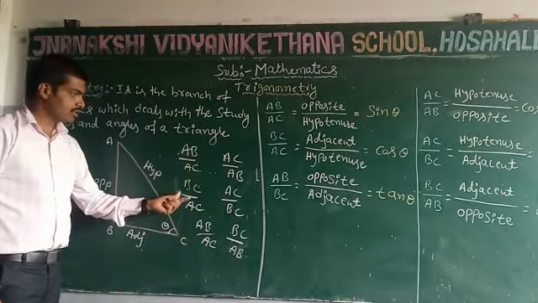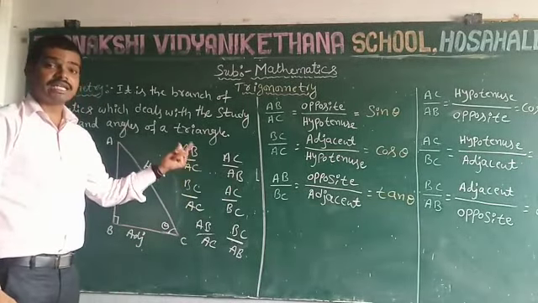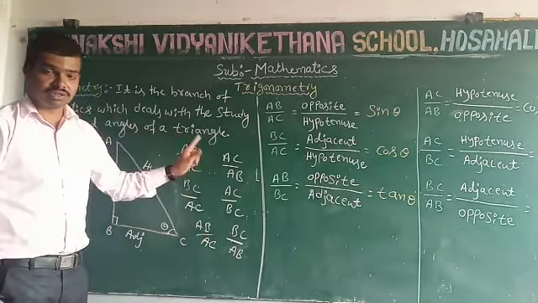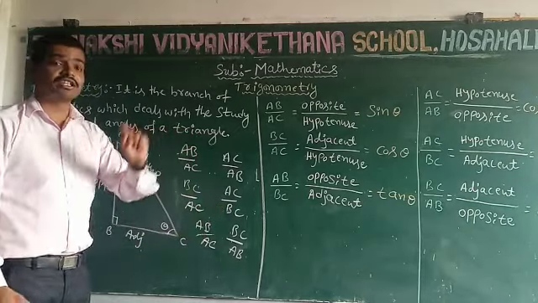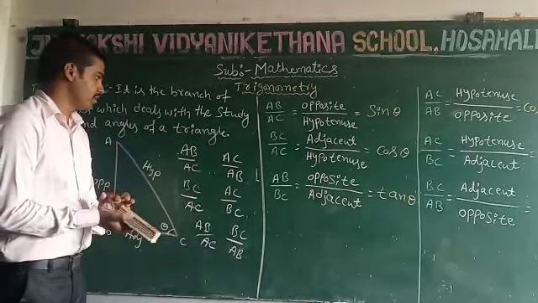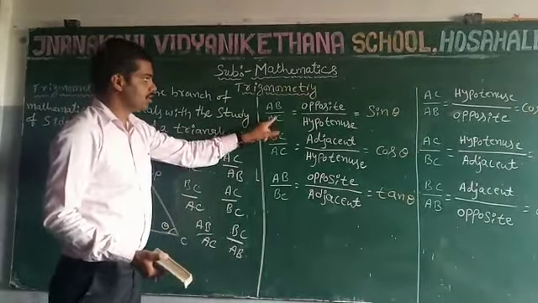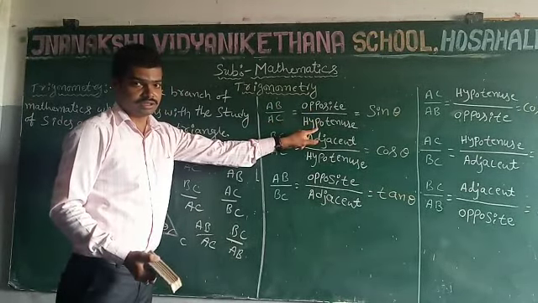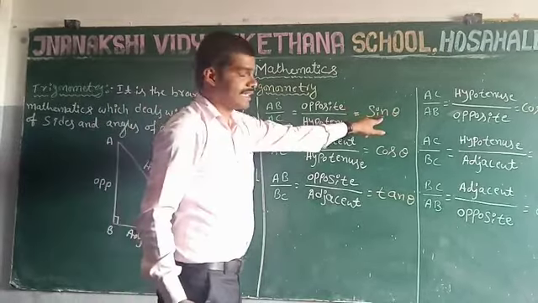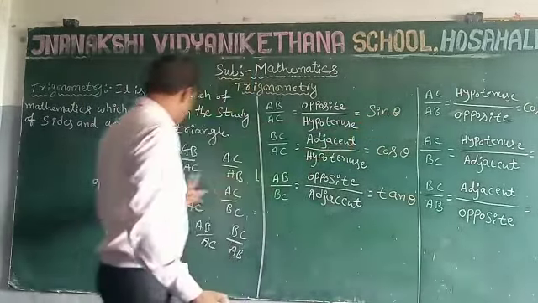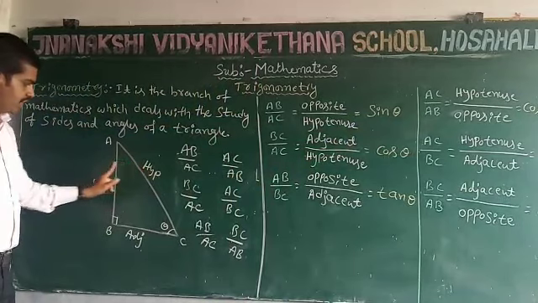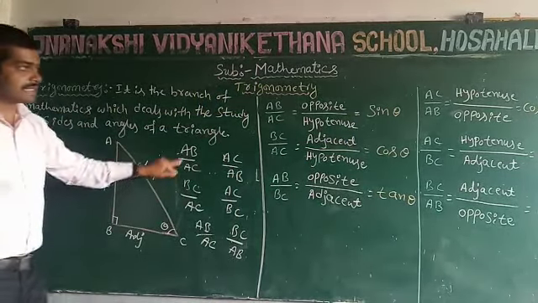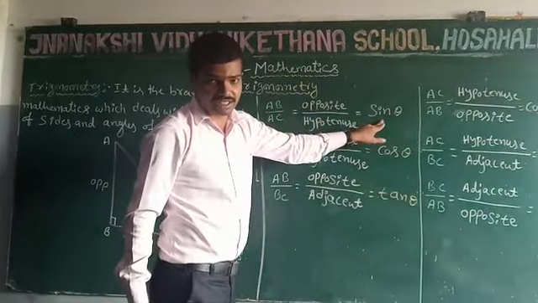Then we have given every ratio a name. All the 6 ratios are called trigonometric ratios. So first one, AB by AC. AB, the opposite side, divided by AC, the hypotenuse. So this is the sine of an angle theta, sin theta. Opposite divided by hypotenuse.